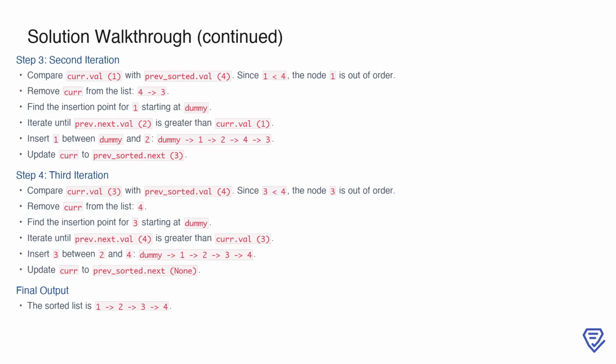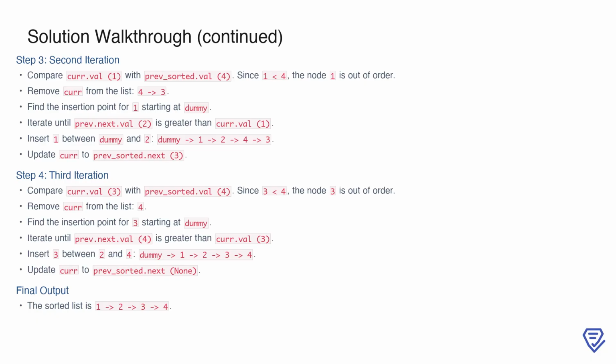Now, moving to the second iteration, the cur pointer is at the node with value 1, while prev_sorted still points to the node with value 4. We compare cur.val, which is 1, with prev_sorted.val, which is 4. Since 1 is less than 4, the node with value 1 is out of order. To remove it, we update prev_sorted.next to skip over cur and point to cur.next, resulting in the list 4-3.